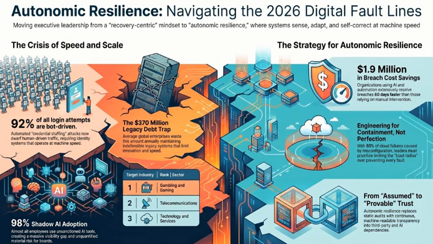Let's look under the hood. You might have your compute instances spread across AWS and Azure. But if both of those separate cloud environments rely on the exact same underlying identity provider, let's say Okta or Microsoft Entra, to authenticate users, what happens when that single identity provider suffers an outage? Nobody can log into either cloud.